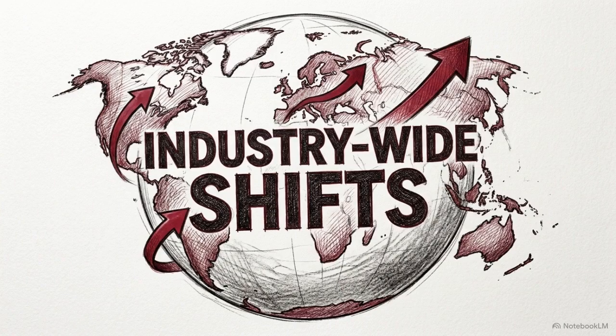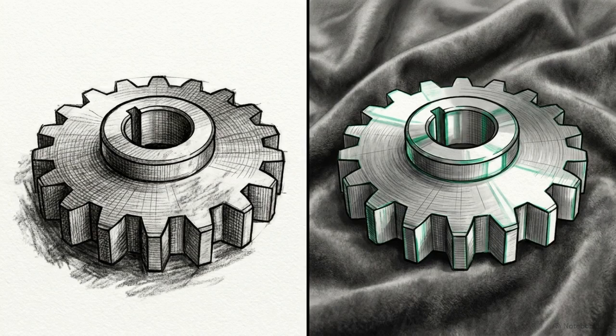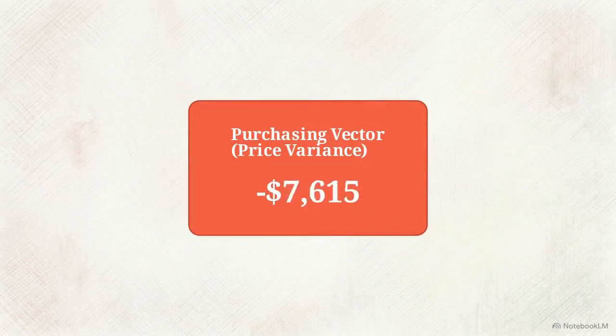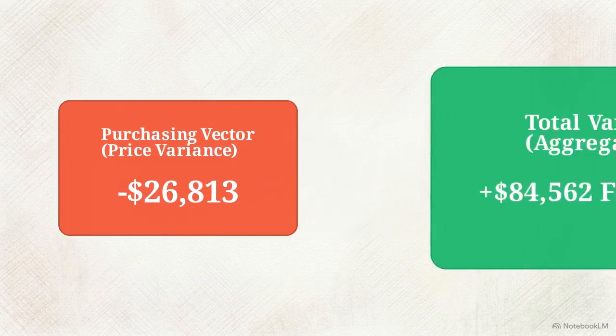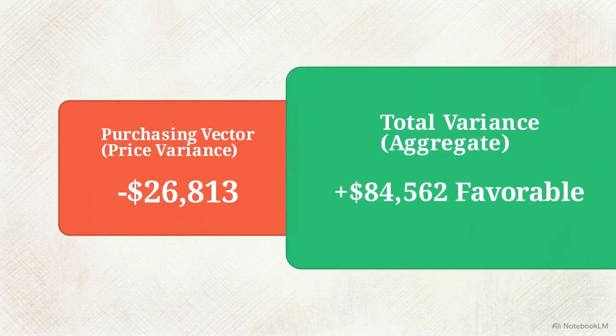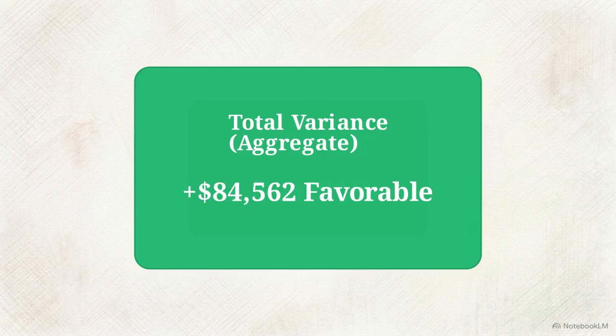An unfavorable price variance could also indicate that industry-wide prices have risen, requiring the company to update its standard cost expectations. There is also the possibility that the purchasing manager intentionally selected higher-cost premium quality materials to benefit production. Isolating the price variance reveals a $26,000 bleed in the purchasing vector, showing that the aggregate $84,000 favorable figure is already hiding a departmental loss.